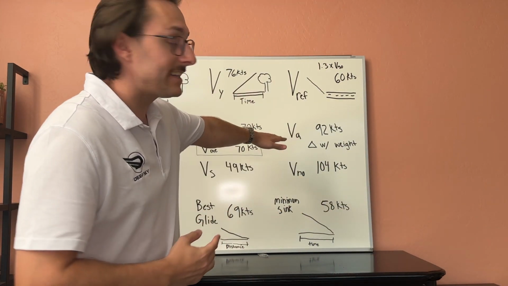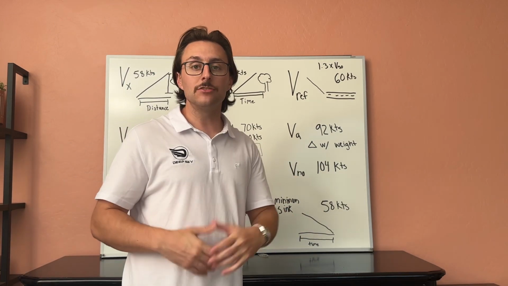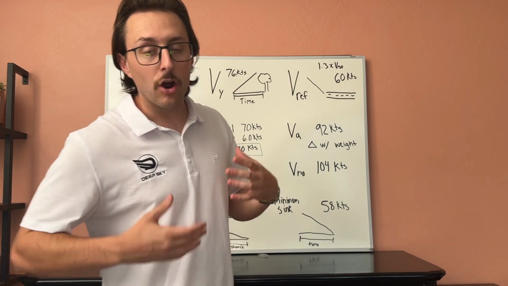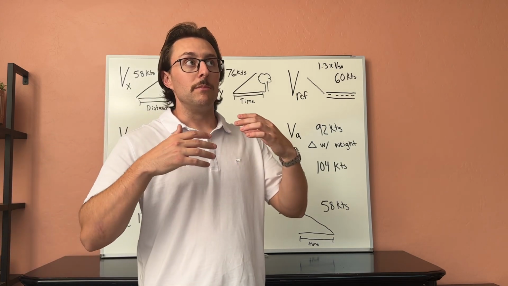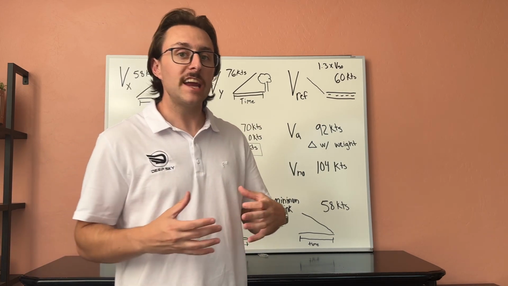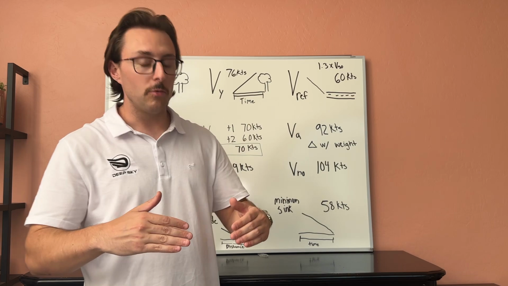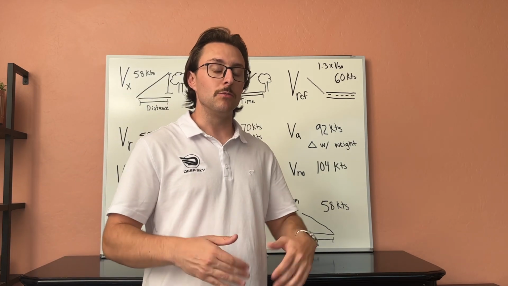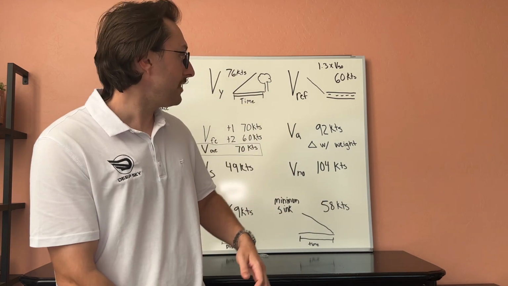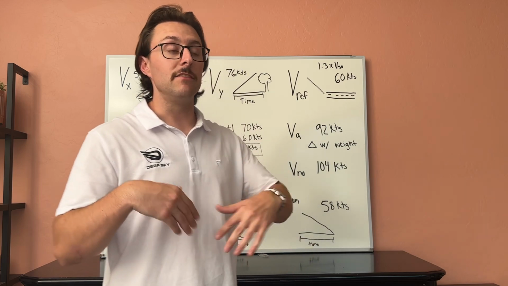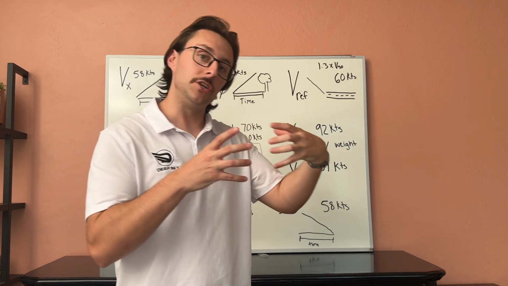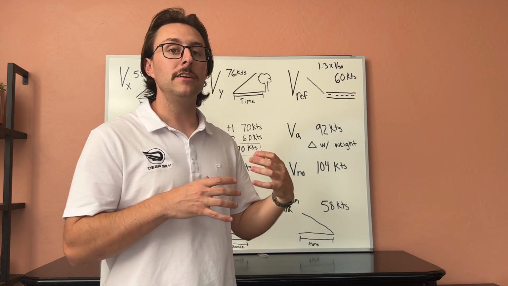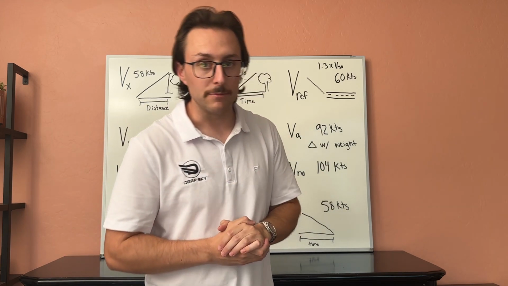Moving on to the next is VA. VA is going to be your maneuvering speed. In our aircraft, that is 92 knots. Now, maneuvering speed does change based on weight. The lower the weight, the lower the maneuvering speed. We'll talk more about that in a later lesson, but all you have to know for right now is that if we are at full weight, we can fly 92. If we are not at full weight, we'll teach you how to do that calculation later on, but just know that it does change with weight.